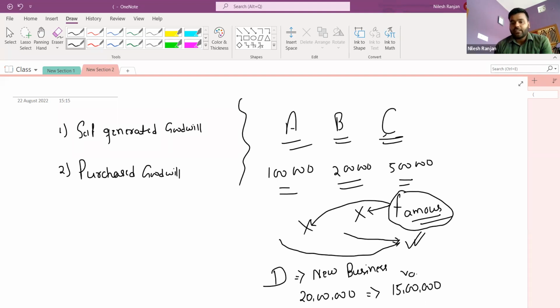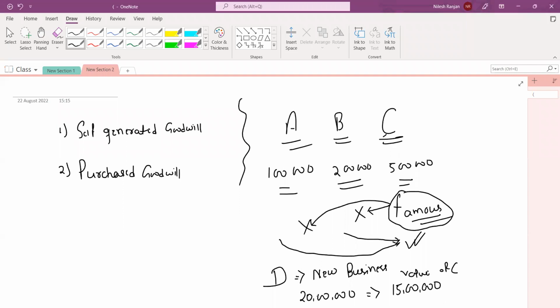Value of C is only 15 lakh and D is giving 20 lakh instead of 15 lakh. So it is assumed that 5 lakh is for goodwill. Because C is famous and D knows it, he will pay extra money to C for acquiring his business.